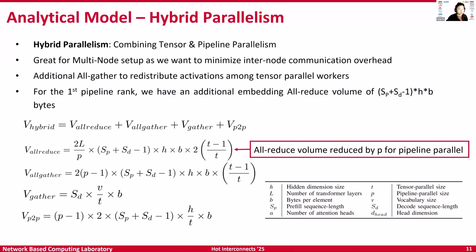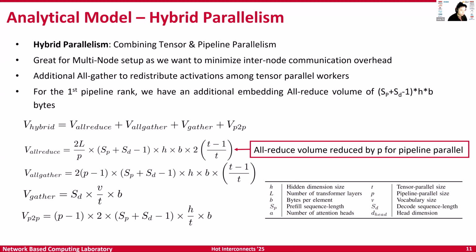If we take hybrid parallelism into the picture, combining tensor and pipeline parallelism, things get more complicated because there will be additional factors and communication incurred with this setup. For the first pipeline rank, as usual, we have an additional embedding all-reduce volume. For the following stages, we characterize the volume into 4 parts. One is the all-reduce, which typically comes from the tensor parallel group. One is the all-gather, which is usually used between pipeline stages.